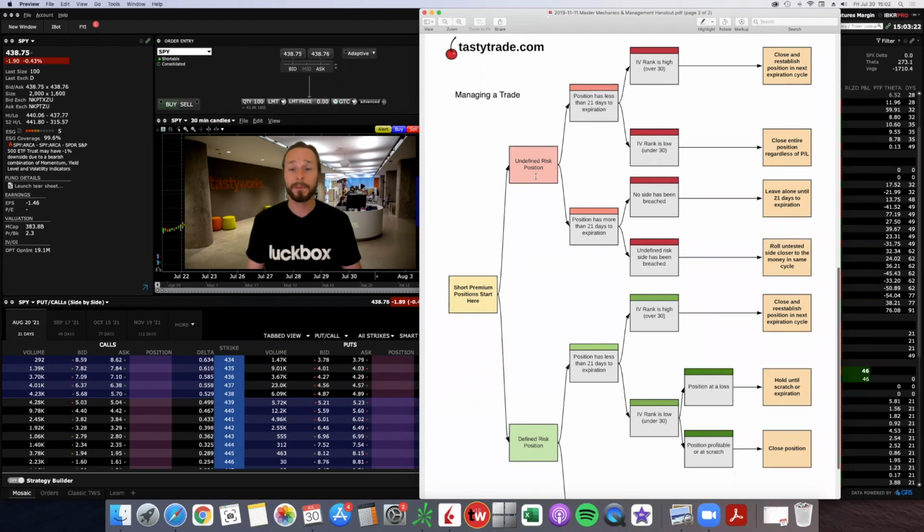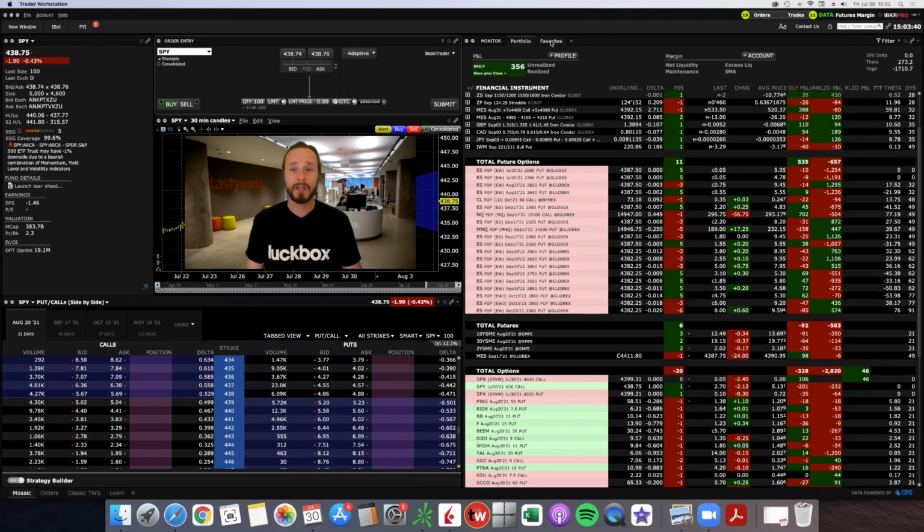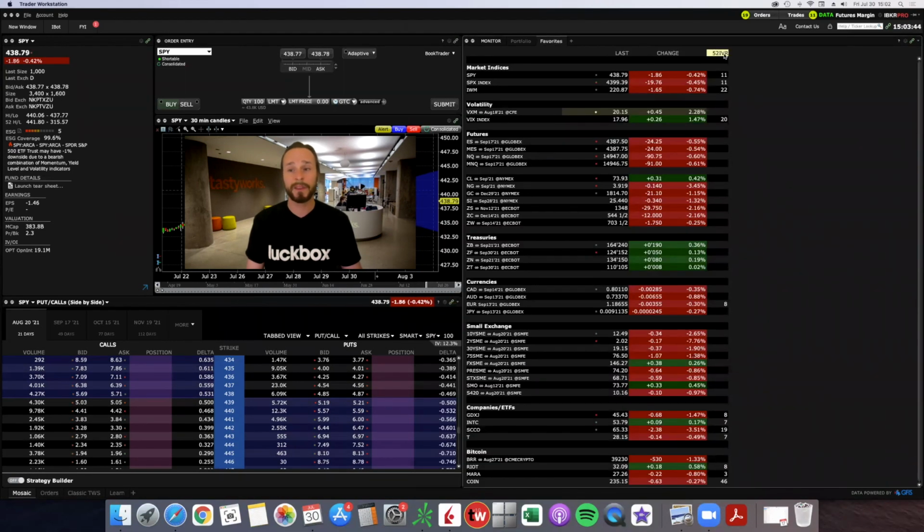My SCCO position is a short put, so it's an undefined risk position, and we are at the 21-day mark. If the position has less than 21 days to expiration, we make a choice: is the IV rank high or is it low? And this is the tricky part. Unfortunately, IB doesn't really give us good numbers for IV rank. I'm just showing this 52 IVR here as an example, and it's saying that SCCO has an IV rank of 19. But like I said, I would not trust that number. I would go to another platform for that. And you can see it doesn't have anything for any of the futures, so it's pretty much useless.